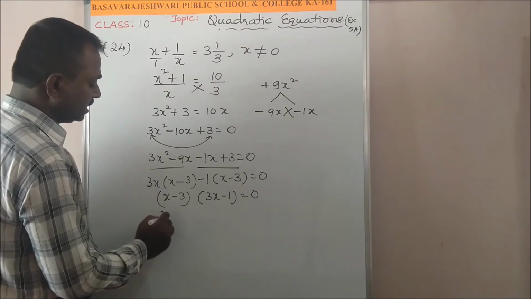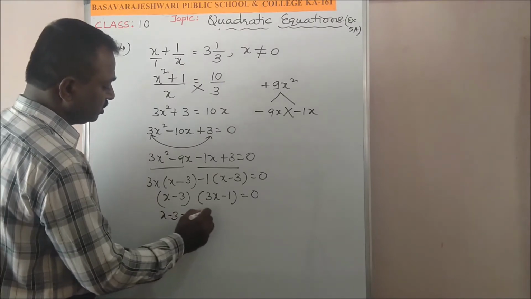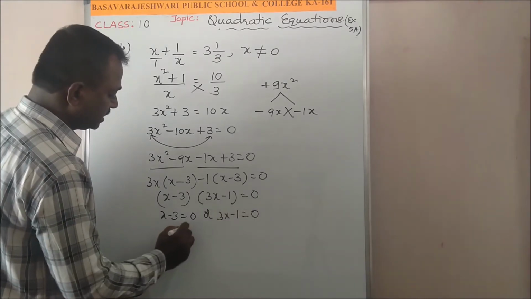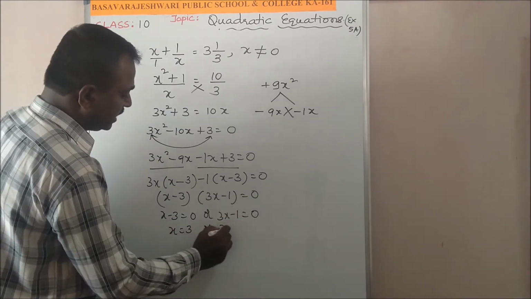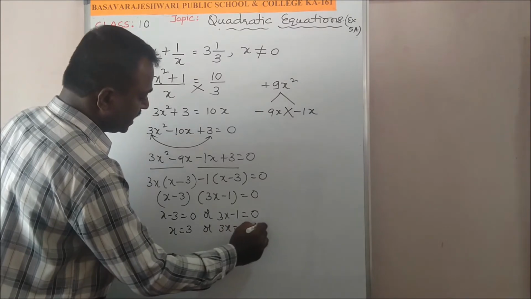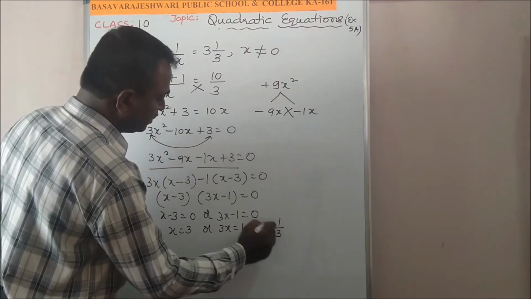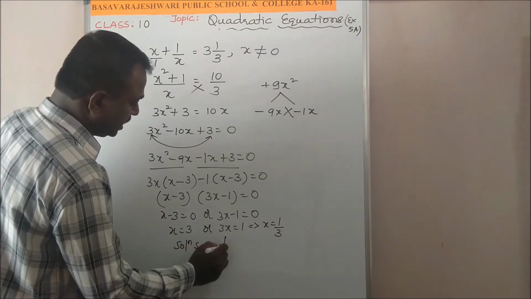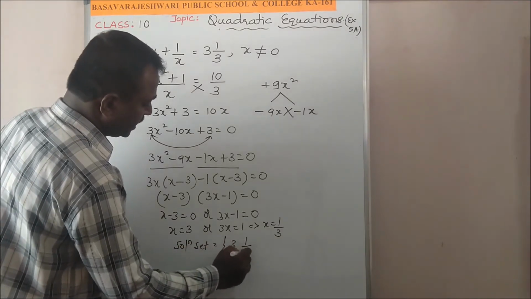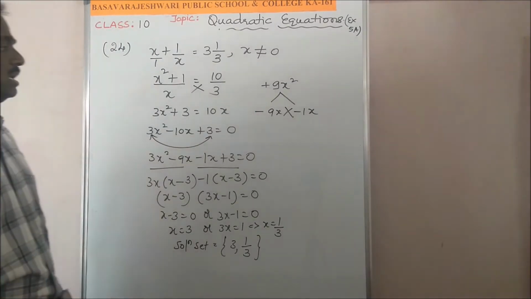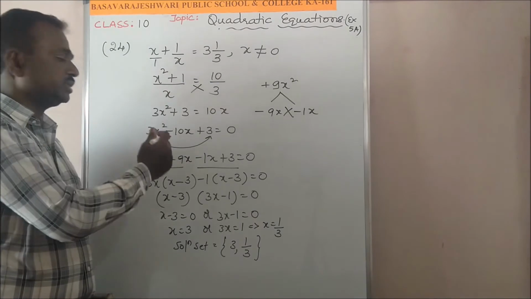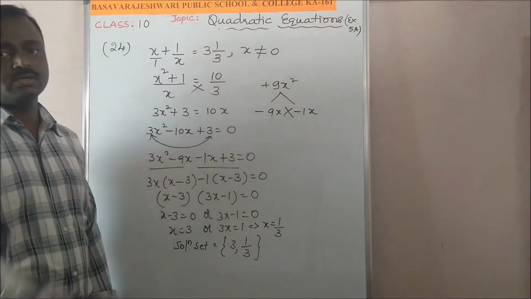By the zero product rule, either x − 3 = 0 or 3x − 1 = 0. So x = 3 or 3x = 1, which implies x = 1/3. Therefore, the solution set is {3, 1/3}. This is the answer. So if the equation is not in standard form, bring it to standard form and solve the quadratic equation. Note down this one.